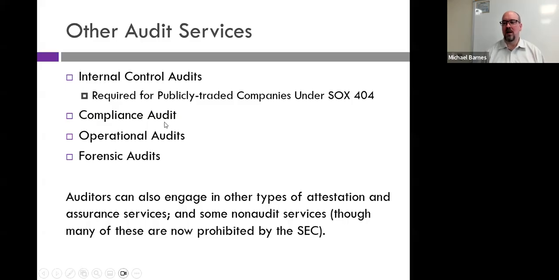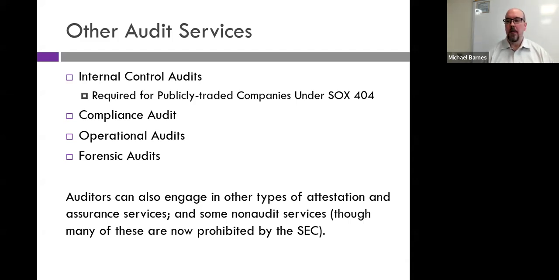We're also going to talk very briefly about compliance audits when we get a little bit later in the course. Compliance audits are just basically making sure that our client is following laws and regulation in their industry. Operational audits, this will be something to test and make sure that the operations that are set for the organization are being followed. This would be something that Dr. Otero would be excellent at because we're talking about the management philosophy and management operating style within the organization. And then forensic audits, this is mostly if fraud has occurred. There's also other types of attestation and assurance services and some non-audit services, though for the most part, these are now prohibited by the SEC.